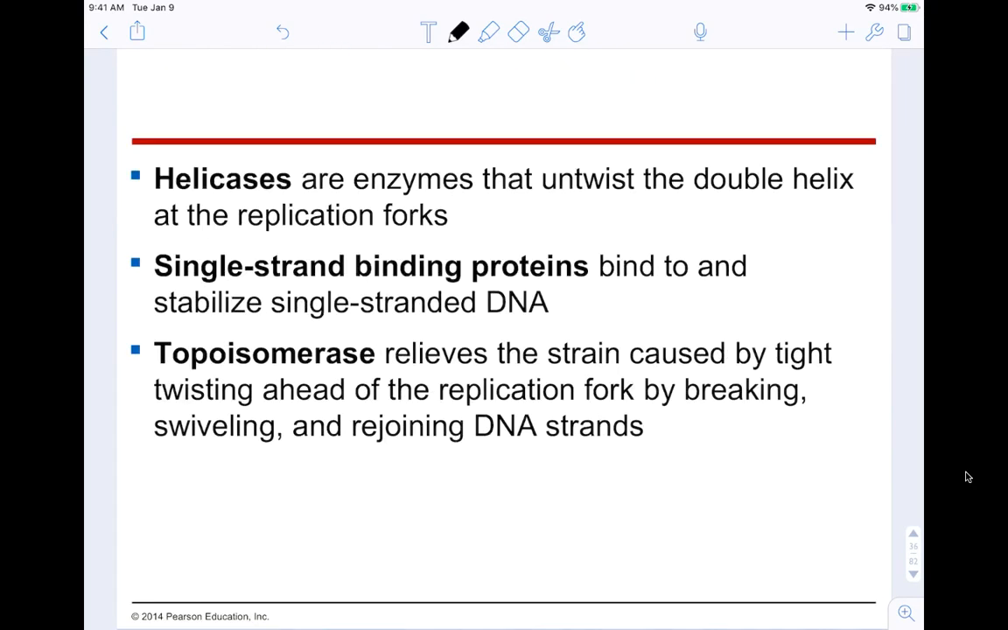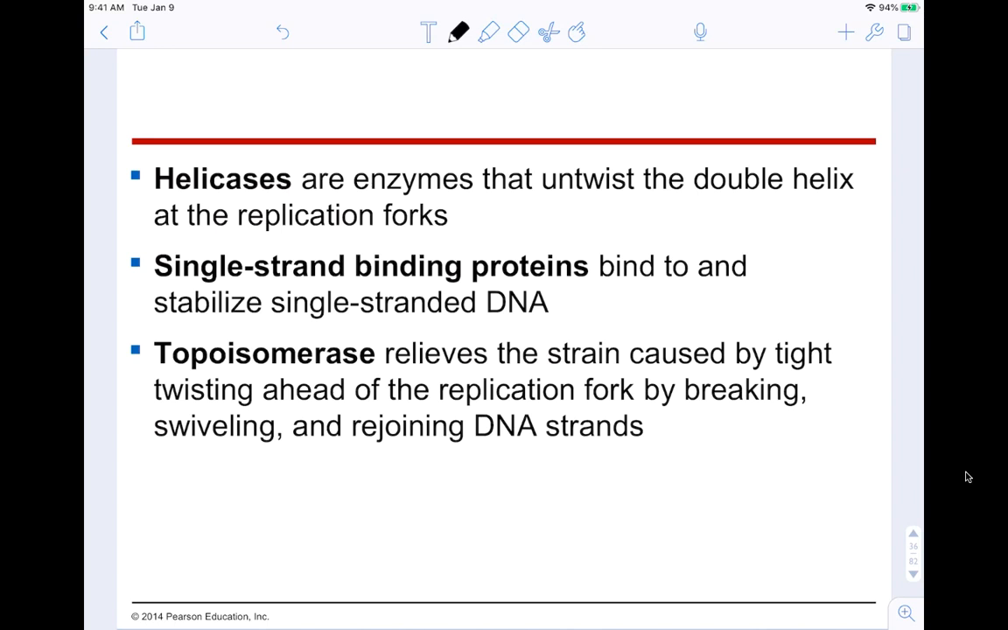So helicases are enzymes that, this says untwist, which is like, it actually unzips, but okay. Untwisting is actually like topoisomerase, but it's okay. So helicases are enzymes that untwist the double helix at the replication forks. The single-stranded binding proteins bind to and stabilize the single-stranded DNA. They're stabilizing it because they're not allowing it to go back together. They have to remain separate or you can't duplicate the strands.